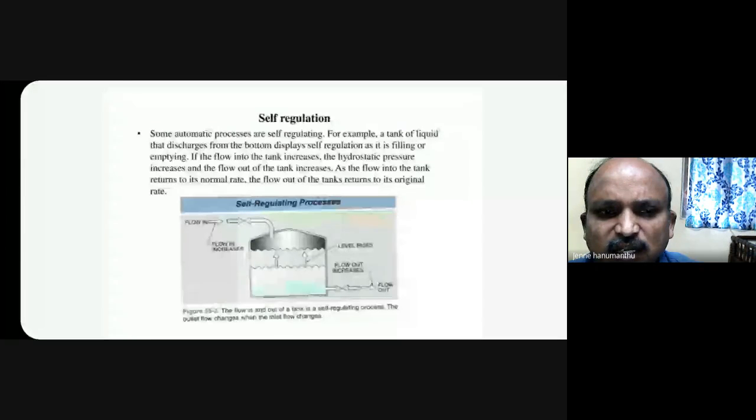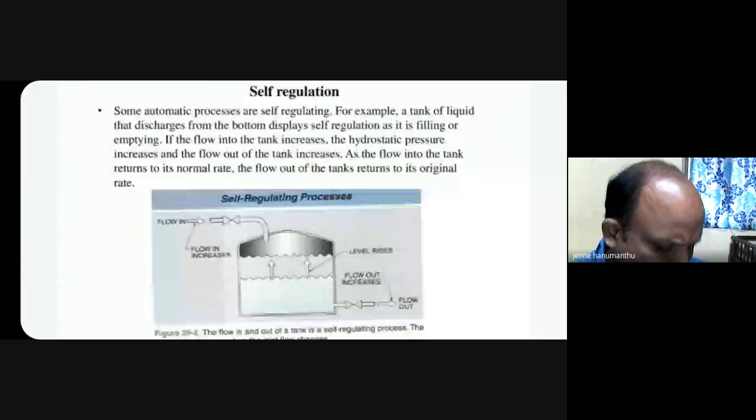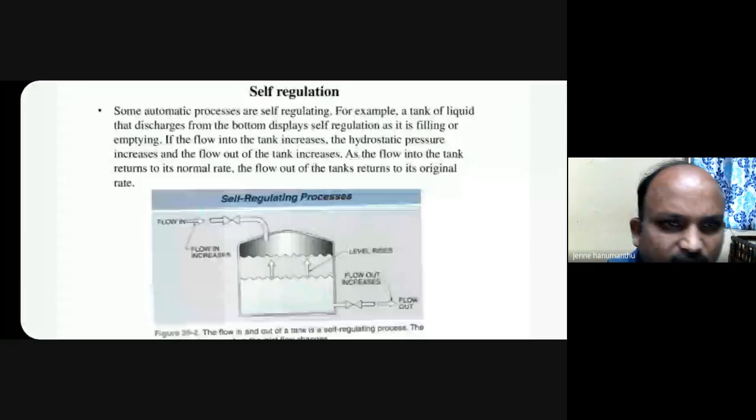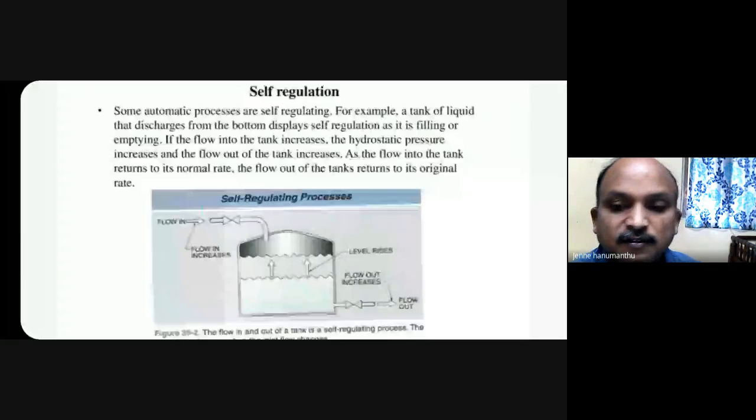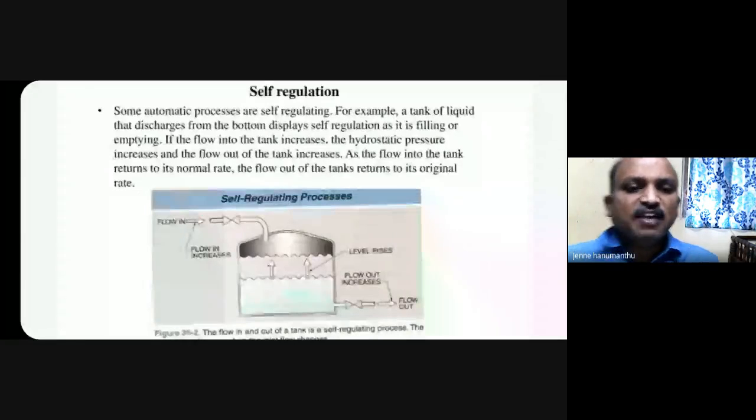Yes sir, self regulation delay అవుతున్నట్టు. Okay. Okay ma, next self regulation.